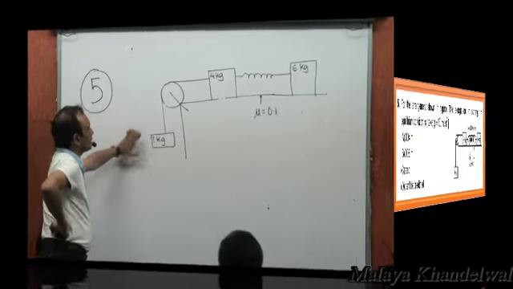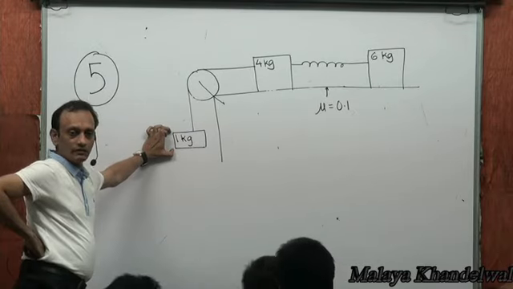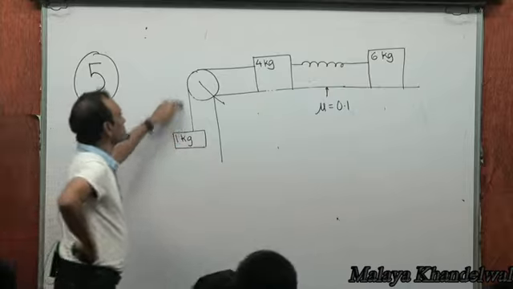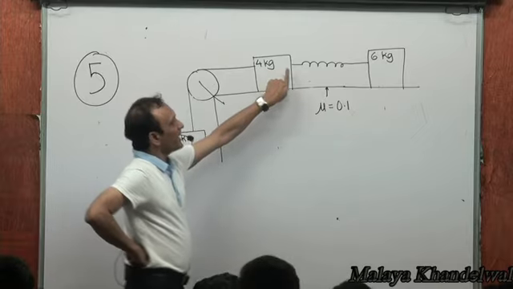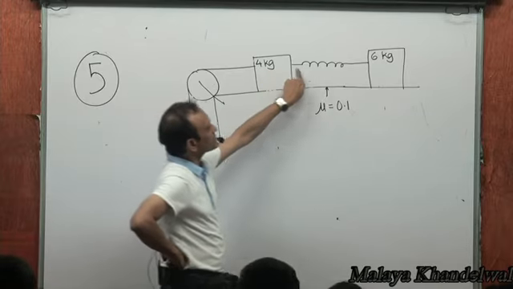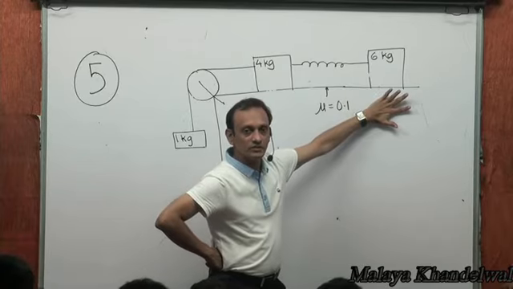Okay, here's a mass hanging on this side of the pulley, and this is a string attached to this block, and there is a spring between these two masses. The coefficient of friction between this block and the ground is 0.1. The coefficient of friction between this block and the ground is 0.6.